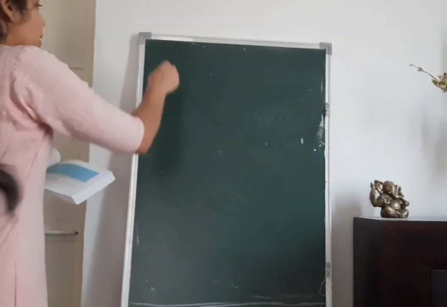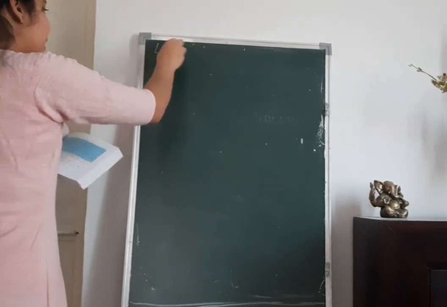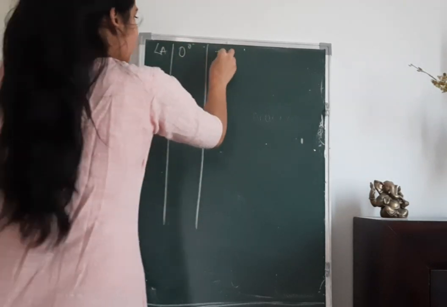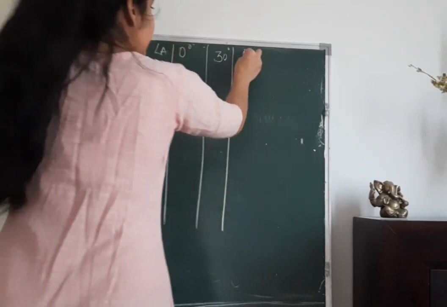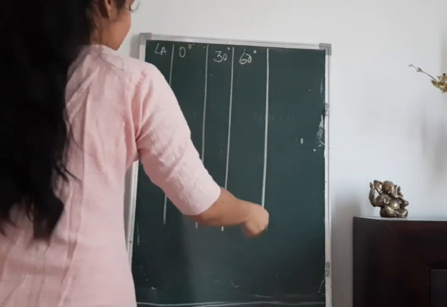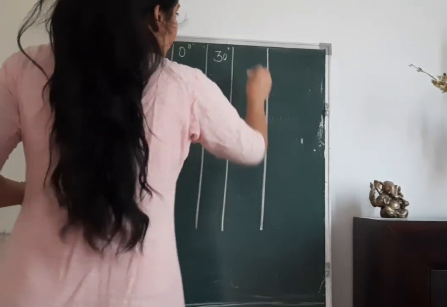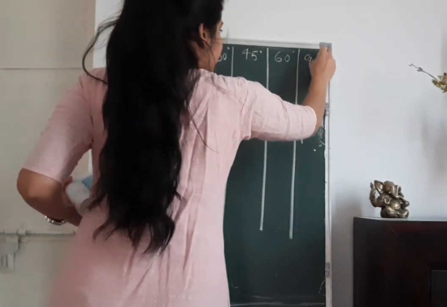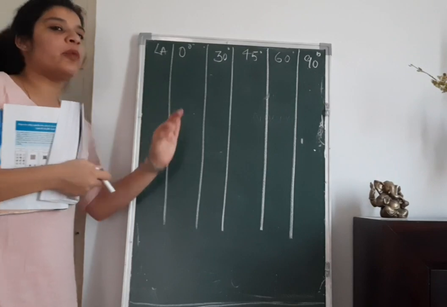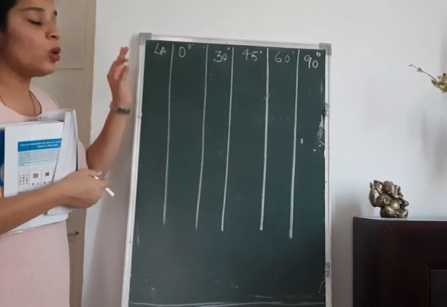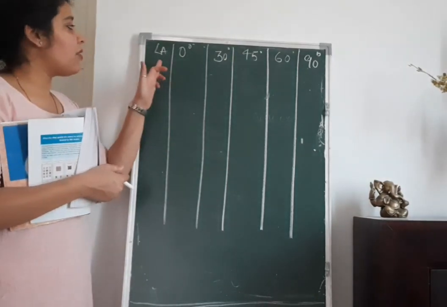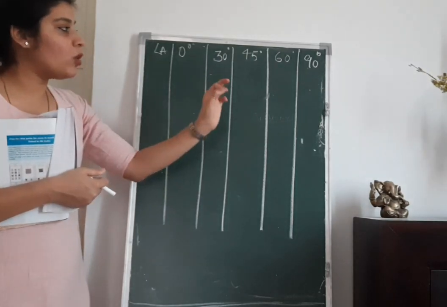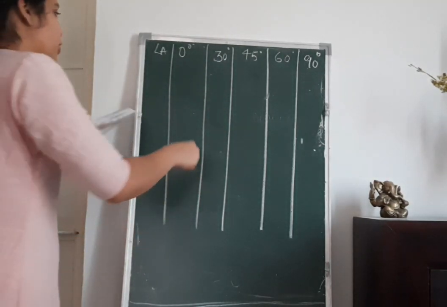So let's see. Let us suppose an angle A. Now for 0 degree, 30 degree, 45 degree, 60 degree and 90 degree. So in this video, I am going to tell you if we have learned the value for one trigonometric ratio, like if we have learned the value for sine 0, sine 30, sine 45, sine 60, sine 90, then how we can calculate the values for all other trigonometric ratios.